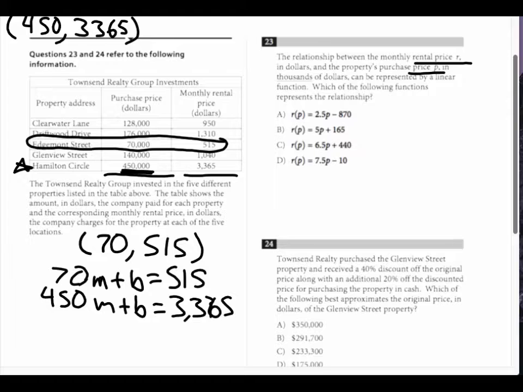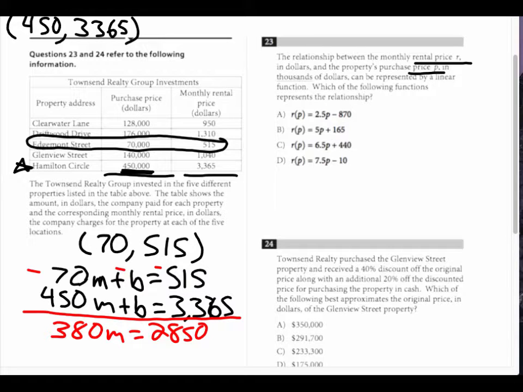What I can do is go through and solve for m and b. So if I wanted to solve for m, I could take this first one and negate it, multiply everything by a -1, right? And then when I add it up, what's 450 minus 70? Somebody do that on your calculator. Is that 380? Yes. So we have 380 m. Now the b's will cancel, and so now somebody on your calculator do 3,365 minus 515. What is it? 2,850?